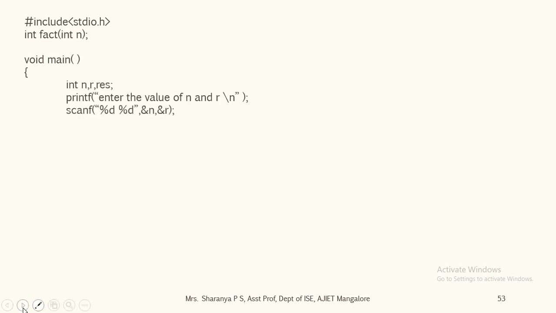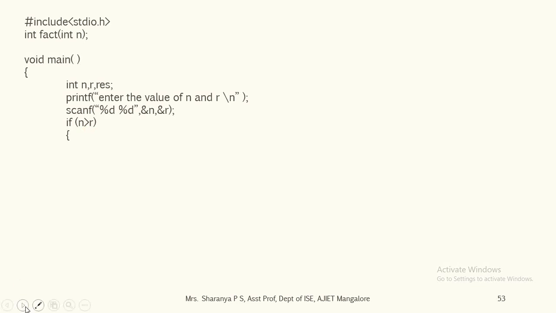We'll see an example program now, and with the example we will try to understand. Here the main is started, and we have written the function prototype, the function declaration, with integer as the return type, fact as the function name, and it takes the argument n, the user given value. Now it takes the values n and r from the user, and the main condition it needs to check is whether n is greater than r.